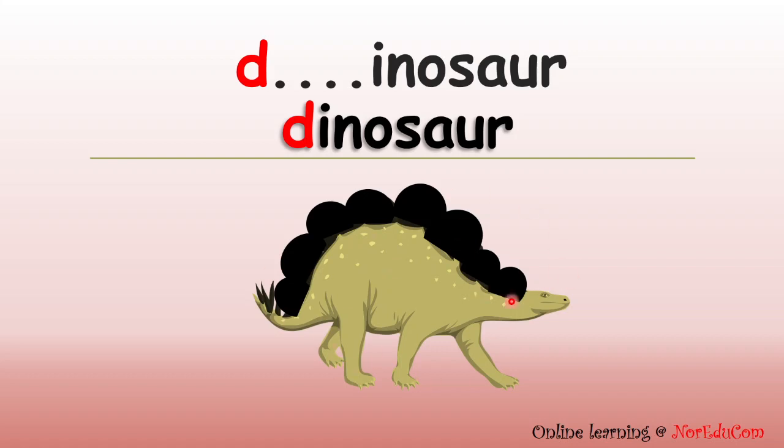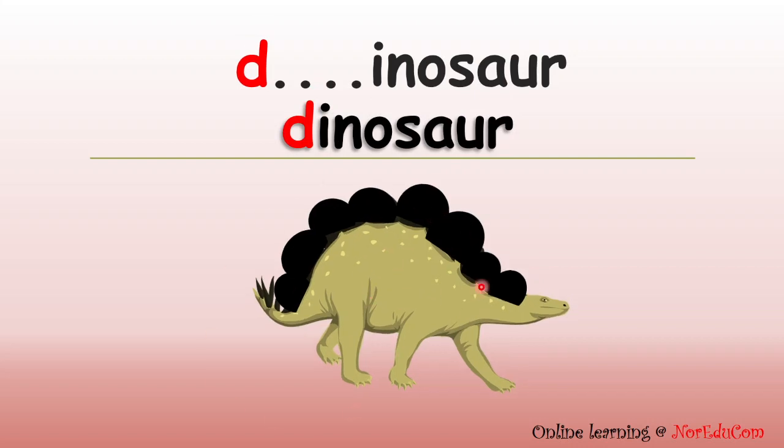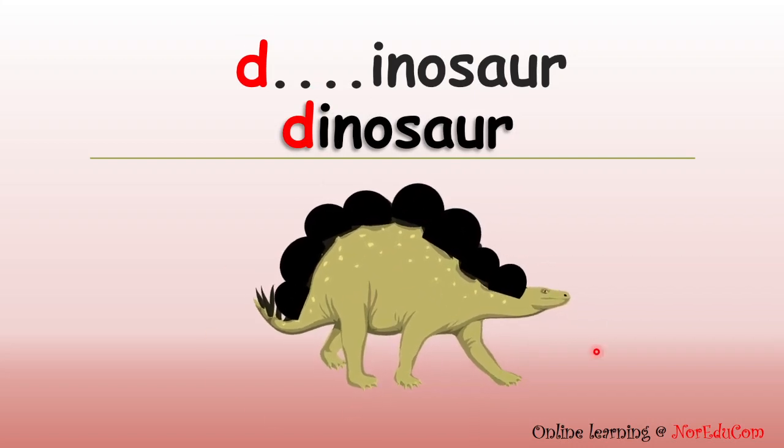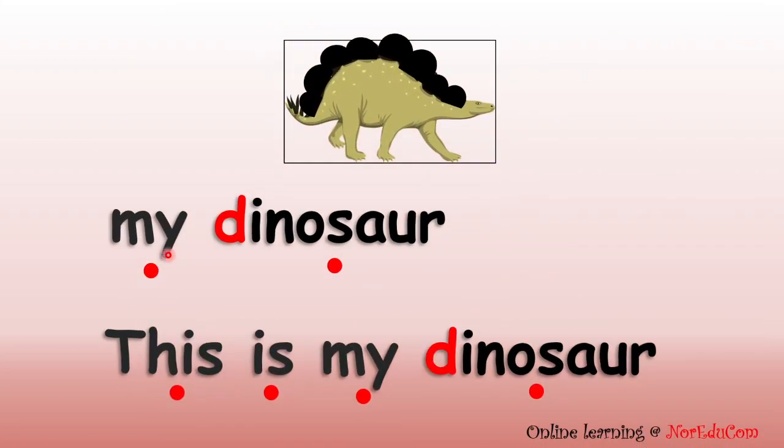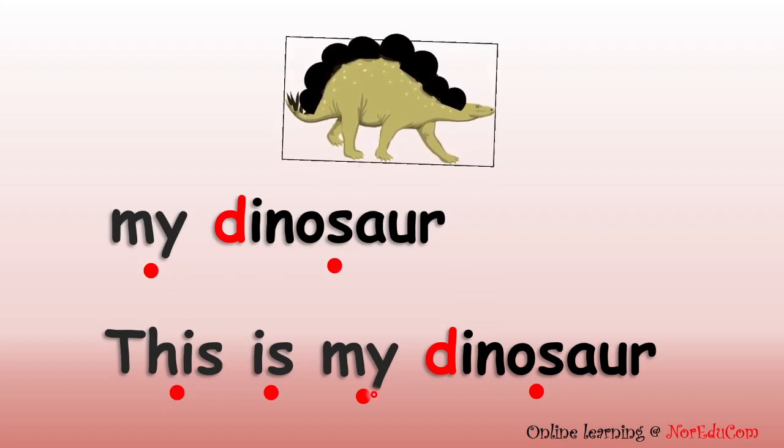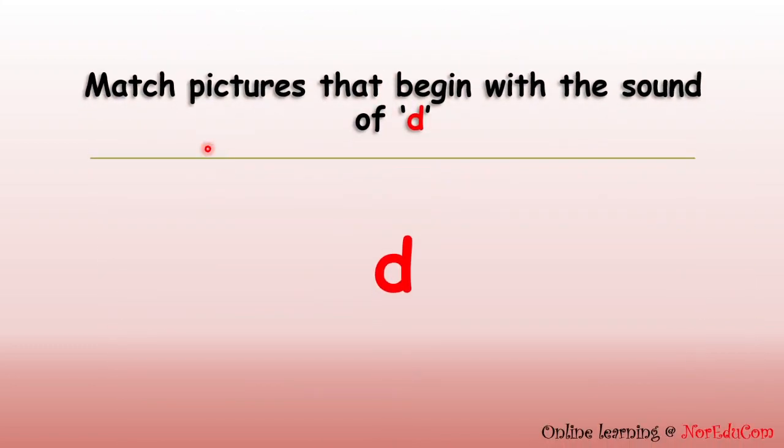This is a dinosaur. D, D, dinosaur. Let's read. My dinosaur. This is my dinosaur. Let's read it again. My dinosaur. This is my dinosaur. Well done, everybody. Now let's match pictures that begin with the sound of D.